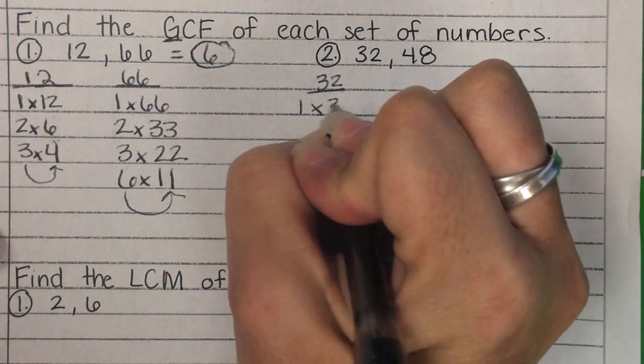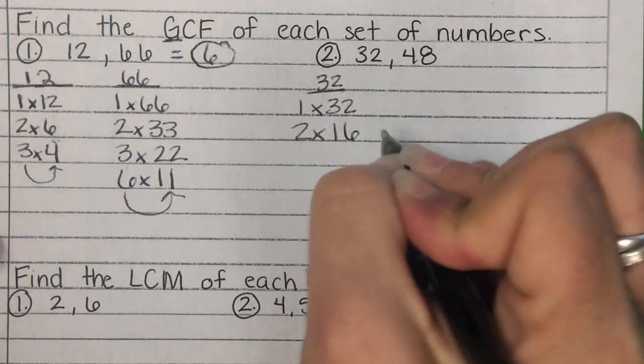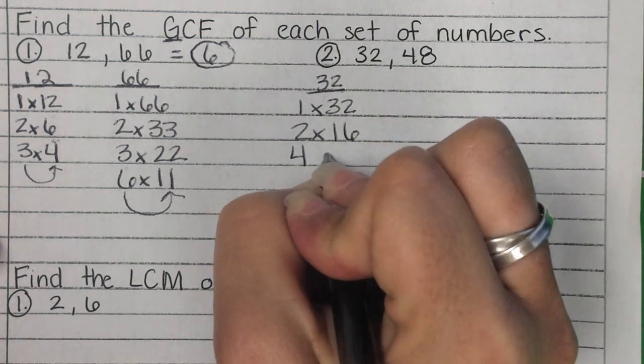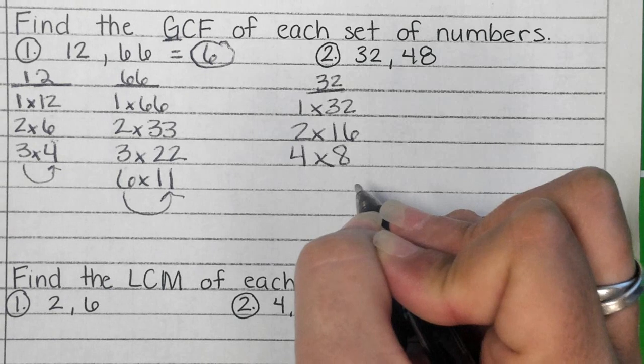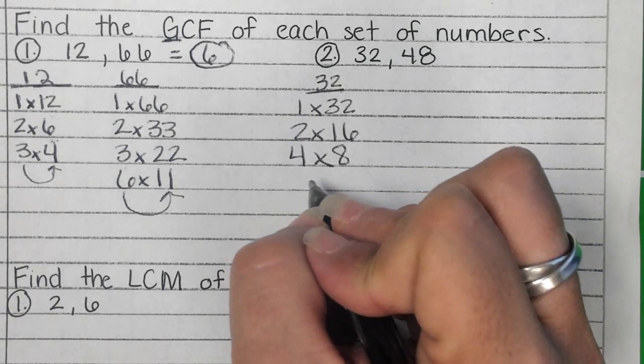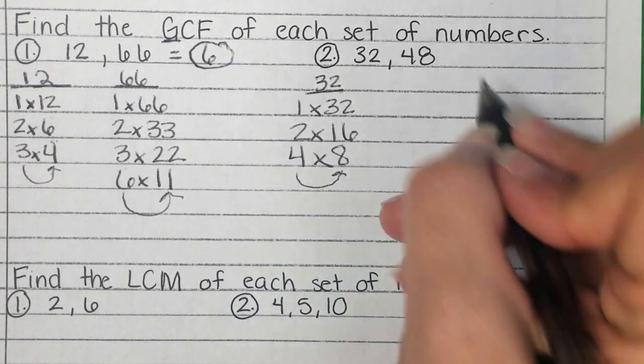So I got 1 times 32, 2 times 16, 4 times 8. I'm testing 5, I'm testing 6, I'm testing 7. There's my 8, which means I'm done on that side.